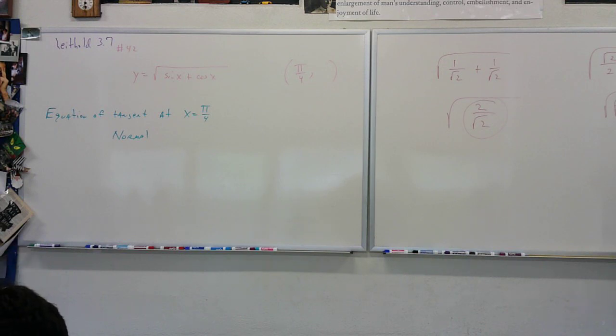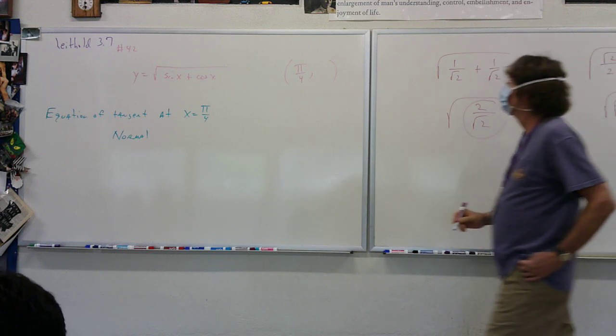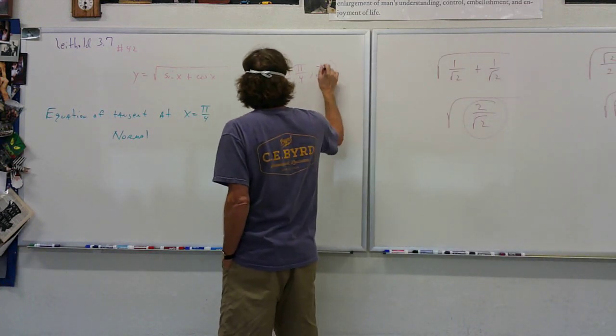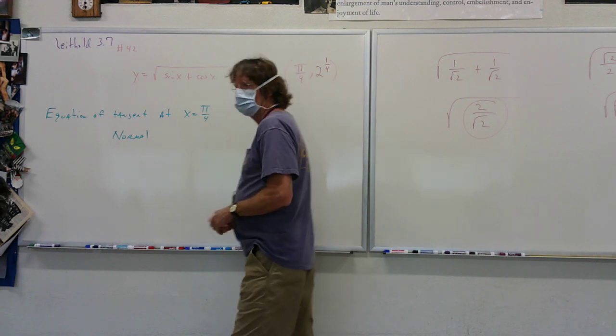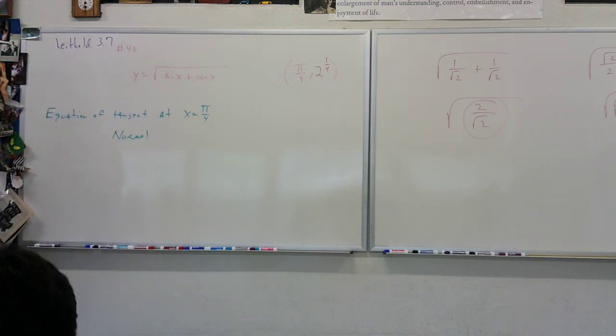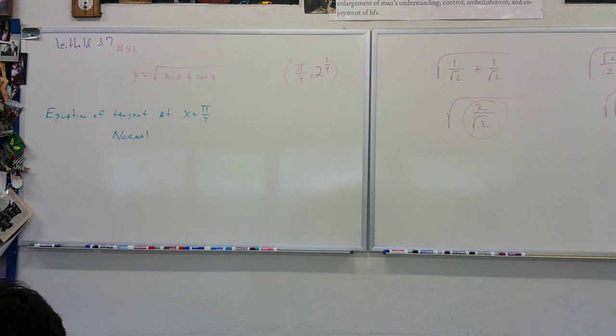Everybody happy with the 2 to the 1/4? Yeah, because it's 2 to the 1/2 raised to the 1/2. There's your y value. And then all you gotta do is find your slope. In order to find your slope, you must take the derivative, right? And that's a big old chain rule. So you put it all in parentheses to the 1/2. Big power rule. You find the slope.